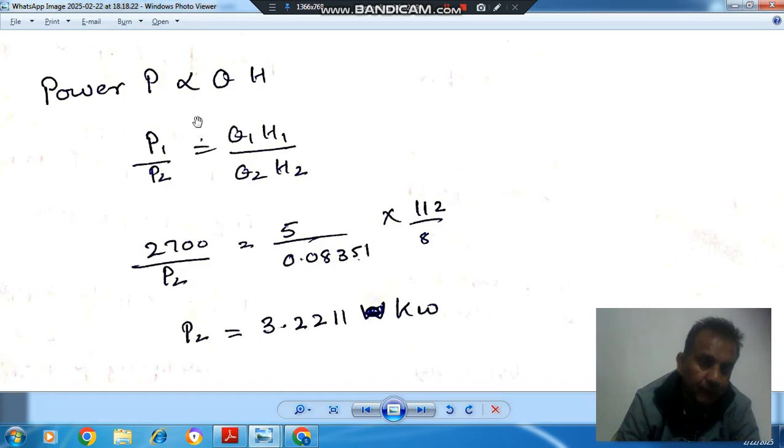And third is power. Power is equal to qh into efficiency, so it is proportional to qh. So p1 by p2 is equal to q1 h1 divided by q2 h2. So p1 is 2700, p2 is unknown, q1 is 5 and q2 is 0.08351, h1 is 112 and h2 is 8. So p2 comes as 3.2211 kilowatt.